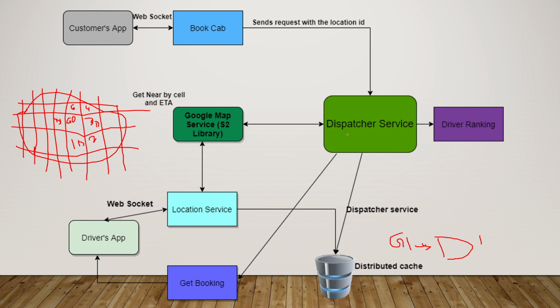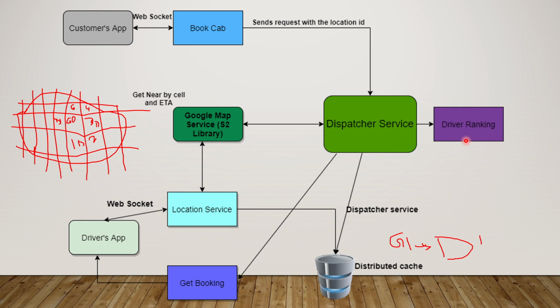Now, once I have the ETA, I know which driver is closest to the rider, but I will not assign that driver directly. What I will do is I need to have some driver ranking service. What this means is that if I am a guy who books cabs very regularly, it means I'm a loyal customer and I should be served with the best driver that is there.